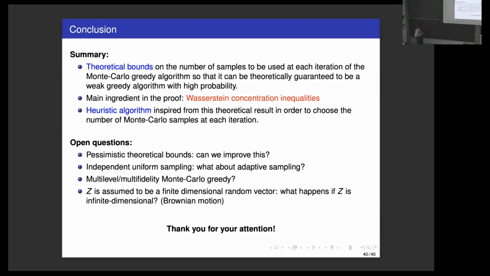And here, what we were after, so what I told you about does not fit into this framework, where here the random variable is typically the Brownian motion, which is an infinite dimensional object.